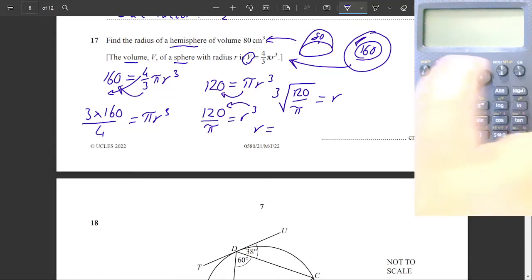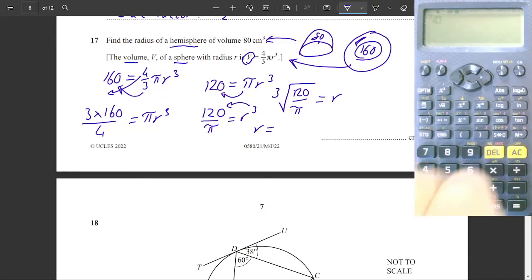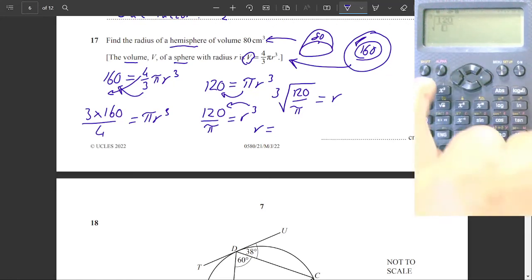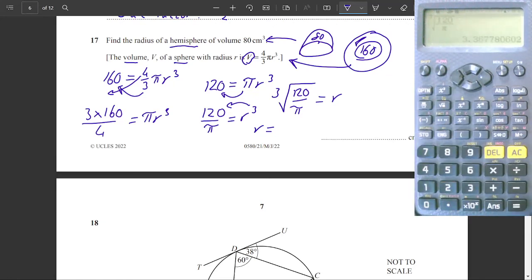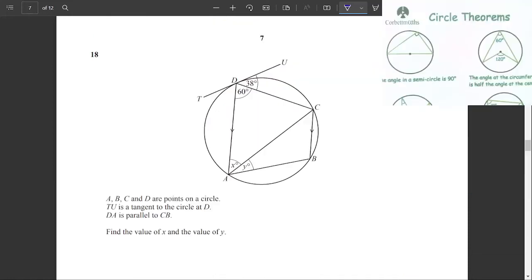Okay, we press shift, that gets cube root, fraction, 120 over pi, equals, and there's the answer, 3.367, etc. Rounded to three significant figures is 3.37. Okay, always pay attention to details, hemisphere and sphere.